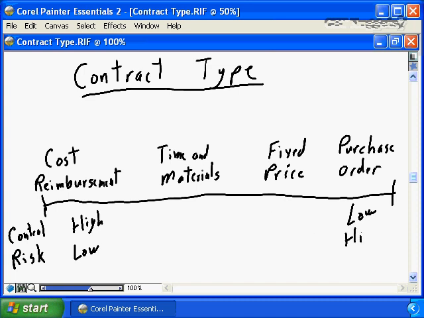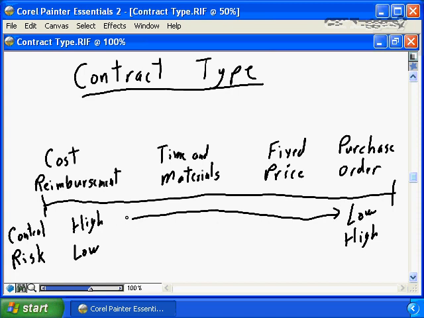But from a purchase order viewpoint, your risk level is very high because you don't have the level of control, because you must accept the terms, the conditions, the quality, the functionality as defined in the purchase order. Therefore, the risk to the project is extremely high that the end product, the purchased product, will not satisfy your project requirements.